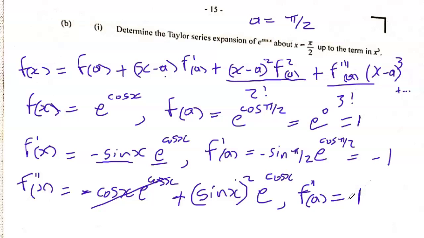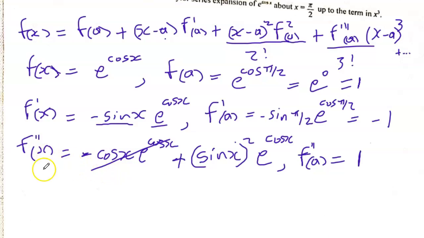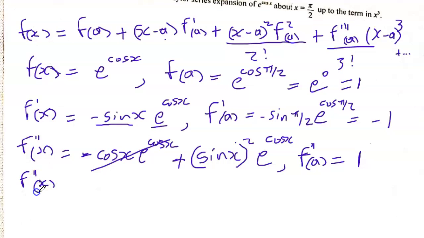And now let's find the third derivative. To get the third derivative, let me first rewrite the second derivative. I'm going to rewrite it by factoring out e to the cos x. So if I factor out e to the cos x, what I'll have is sine squared x minus cos x.